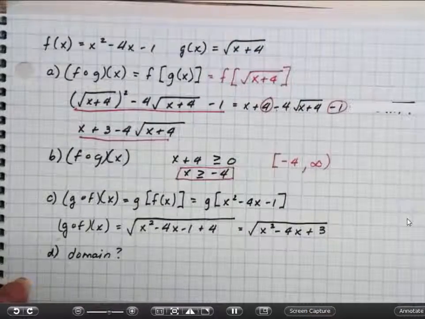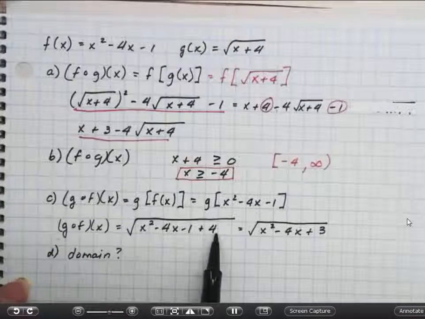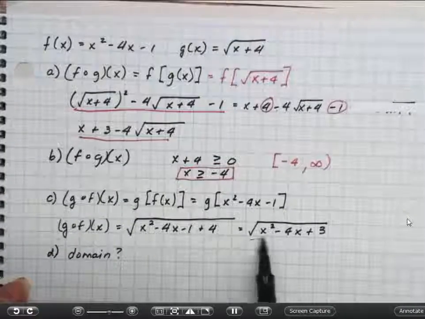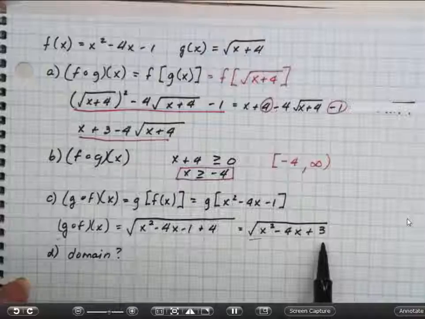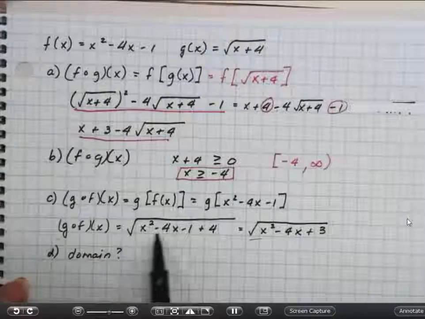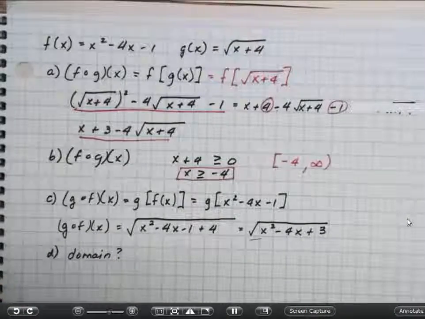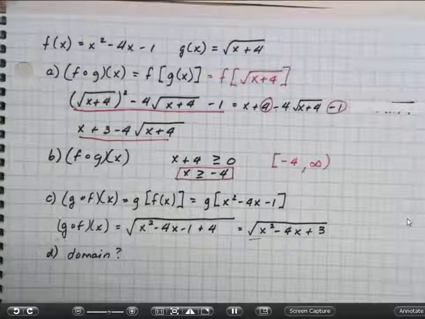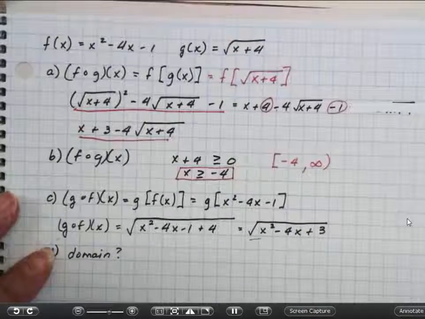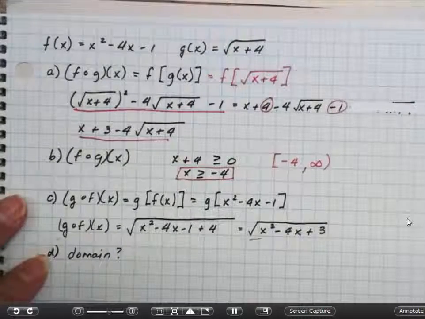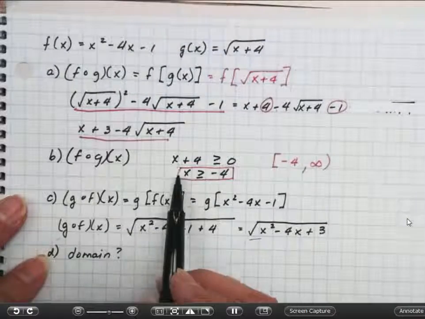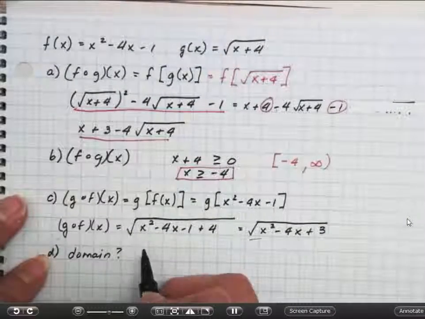So if I looked at my pre-simplified version and my simplified version, they're the same. Nothing's changed other than the fact that I combined my constants. I didn't add any more x's or anything like that. So how do I figure out my domain? Okay, you're on the right track. How do we find our domain up here? There we go. So that should be your first step.